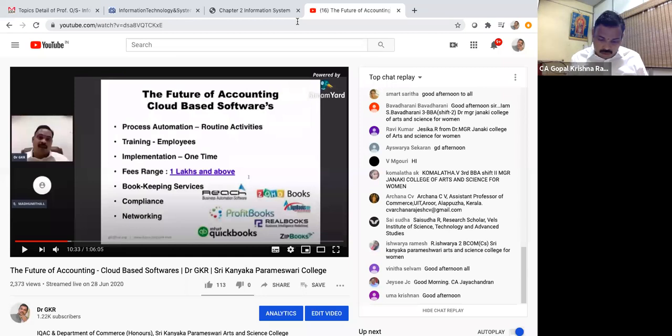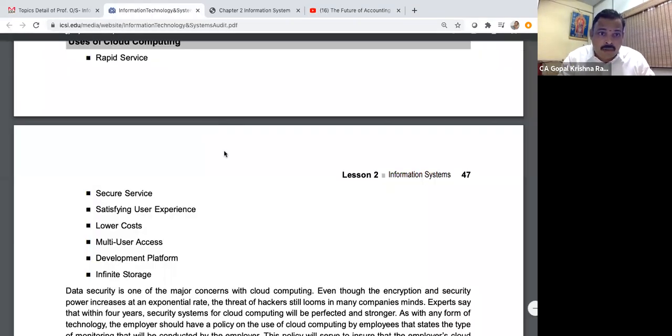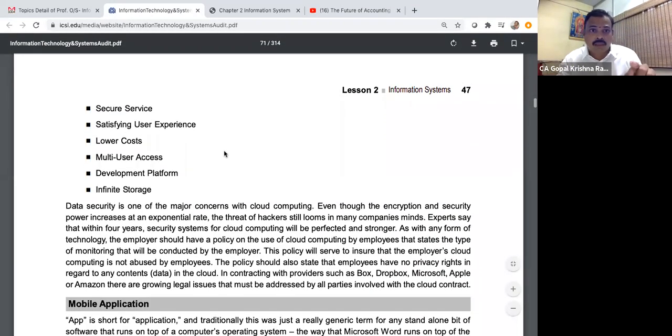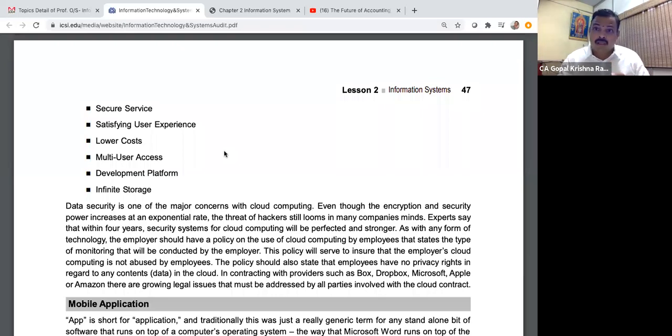So cloud computing, what are its advantages? Secure service. Why secure? They already have a backup, mirror servers, everything will be there. You have to go to a particular cloud service provider who has all these facilities. You have to study that. Then lower cost, because as I told you, Microsoft is giving it at 500 rupees per month, 200 rupees per month, and the student subscription seems still less. Multi-user platform, infinite storage.